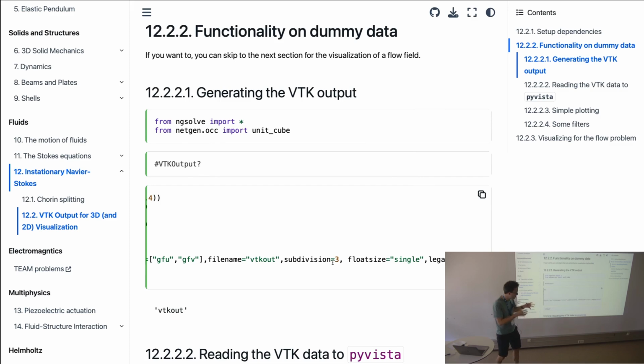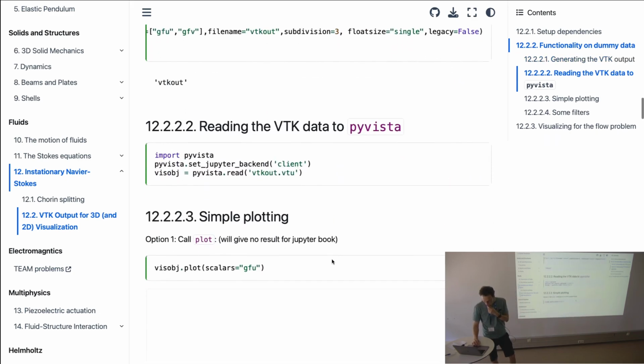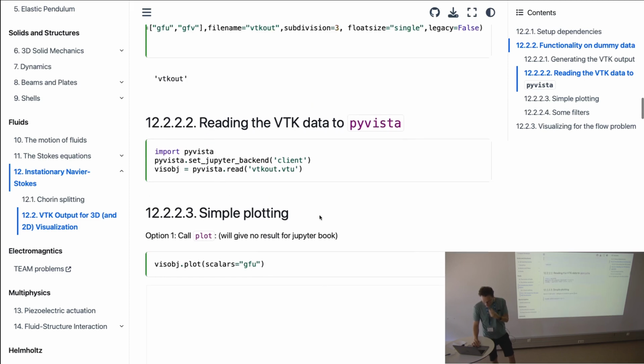So if you take a look at the mesh that you get from VTK output later on, it will be much finer than you might have in your NGSolve just for visualization of higher order functions. Okay, and then you can very easily read in VTK information. So this is an output file that you might have written from this NGSolve call. It gives you a data file that you can just read in, and then you can plot.